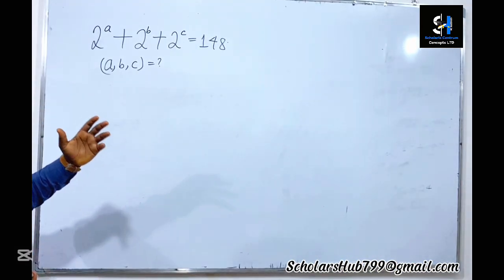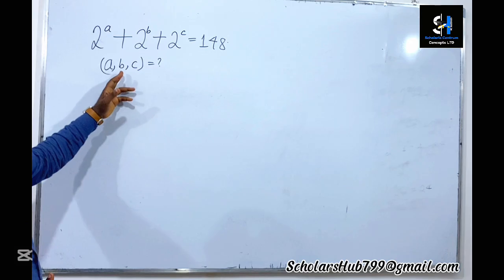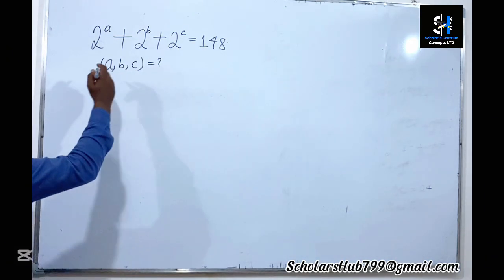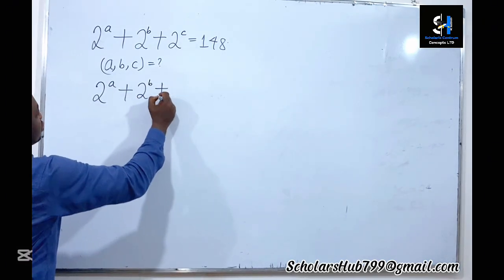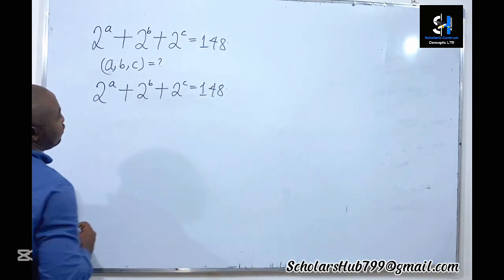Now we have this very nice exponential equation to solve. Our task is to find the value of a, b, and c. Let me write the question again. We are given 2 raised to the power of a plus 2 raised to the power of b plus 2 raised to the power of c equals 148.